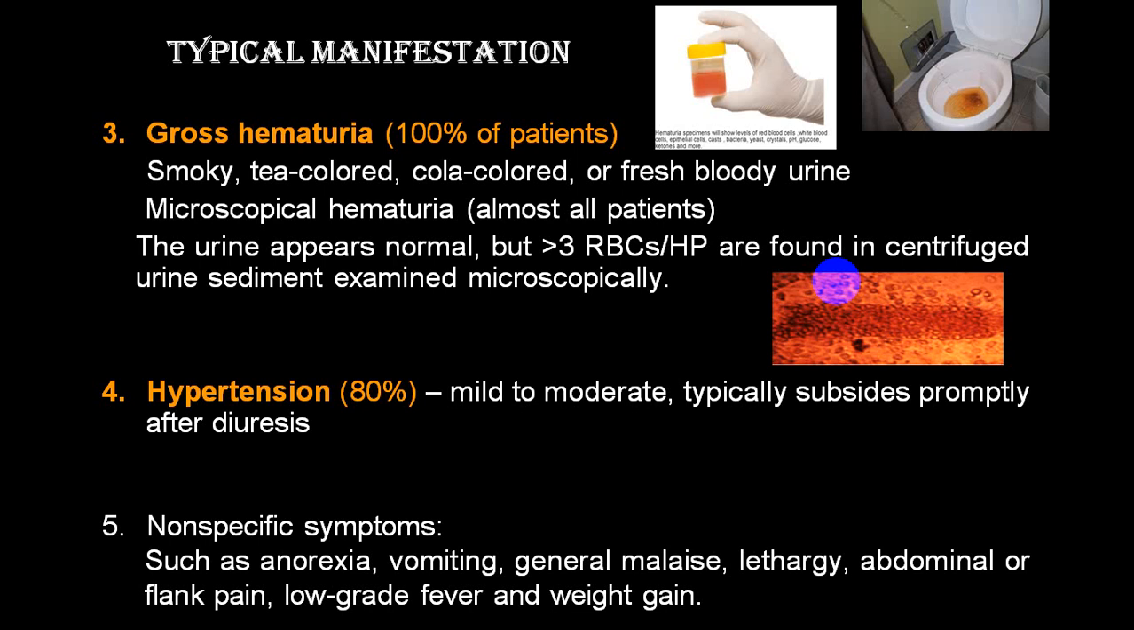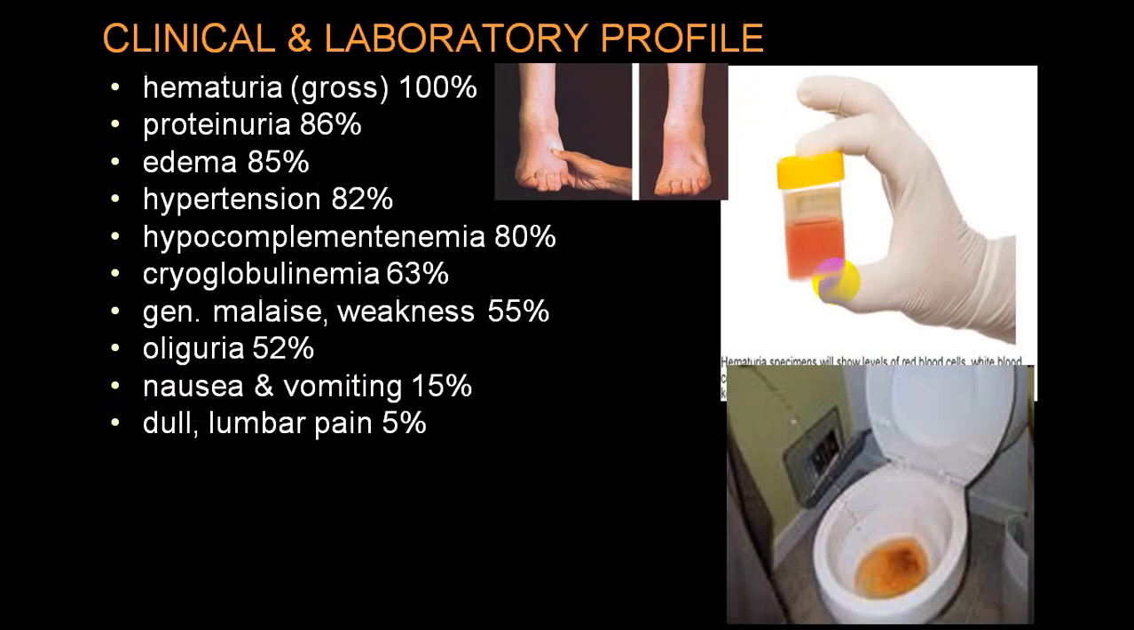It may respond to diuresis. Non-specific symptoms like anorexia, vomiting, general malaise, lethargy, abdominal pain, pain in the flank, low-grade fever, weight gain, etc. To summarize, hematuria is present in almost 100%, along with proteinuria, edema, hypertension, and a decrease in complement level in more than 80% of the group. Cryoglobulin is elevated in the blood. General symptoms like malaise, weakness, oliguria, nausea, vomiting, dull aching pain, lumbar pain, etc. are present in small groups.